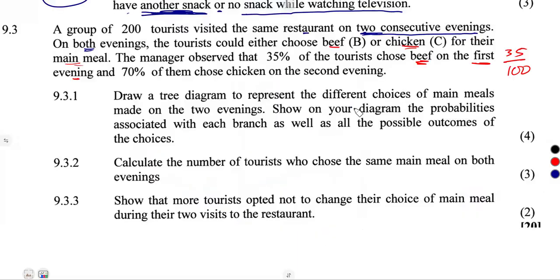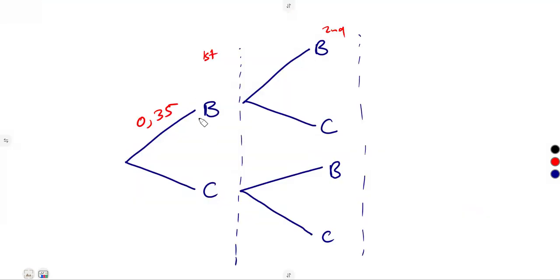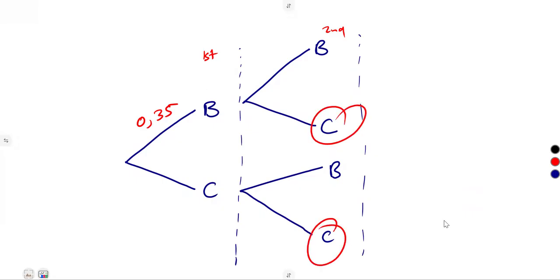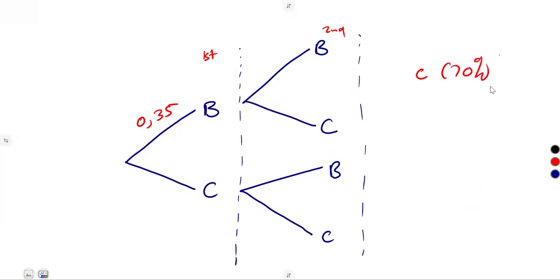Okay, no problem. Then what happened? And 70% of them chose chicken on the second evening. Whether the first one you chose beef or not, as long as you talk about the second evening, the second pick, chicken, it was 70%. Wherever you see the part of C on the second part, as a decimal, that's 0.7. So this one is a guided question.